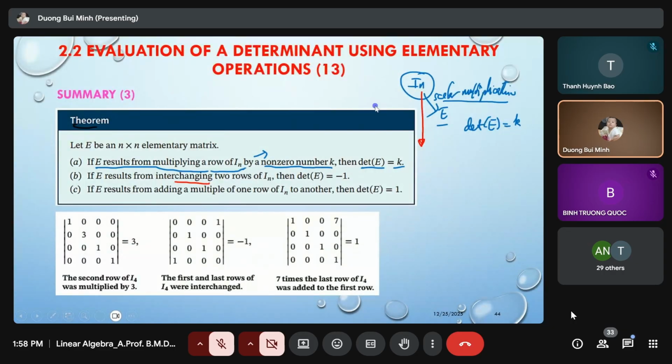Okay, so if we apply the interchange, we can get determinant of E is -1. And if we apply the third rule, you get determinant of E is 1. Just some theorems. Okay, it's very easy.